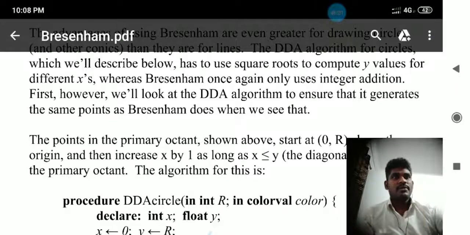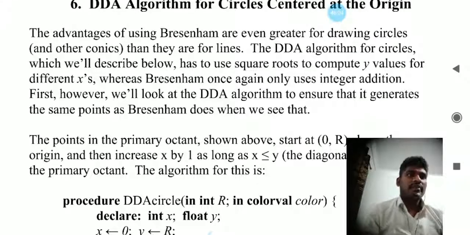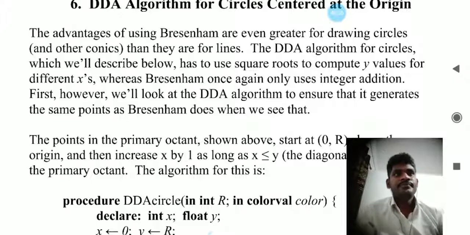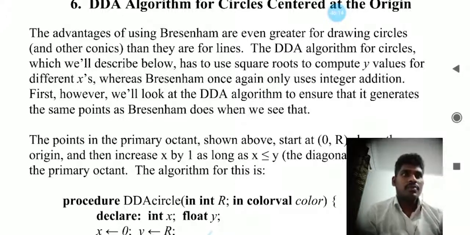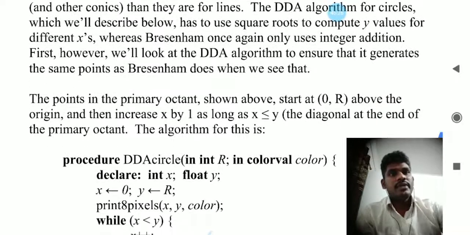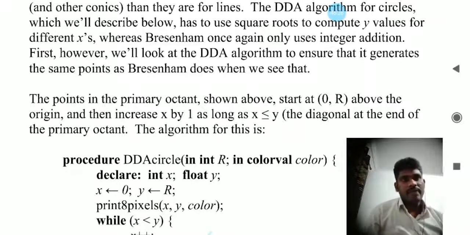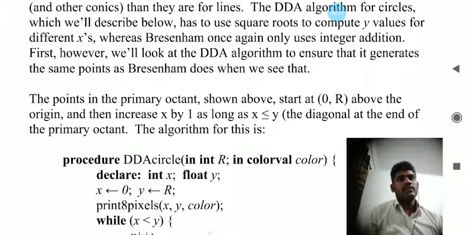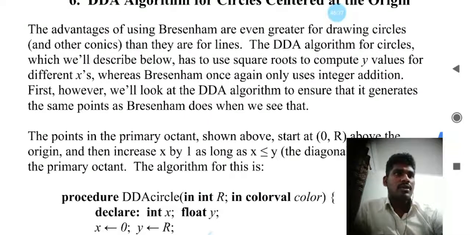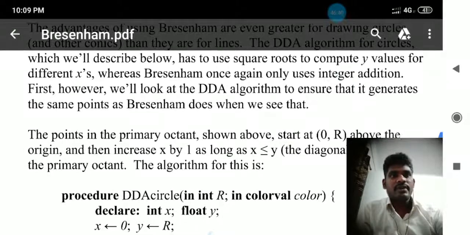The advantages of using Bresenham's are even greater for drawing circles and other conics than they are for lines. The DDA algorithm for circles, which we will describe below, has to use square roots to compute y values for different x, whereas Bresenham's once again only uses integer additions. The difference is that Bresenham's uses integer values, but here we use square root values for y and x.